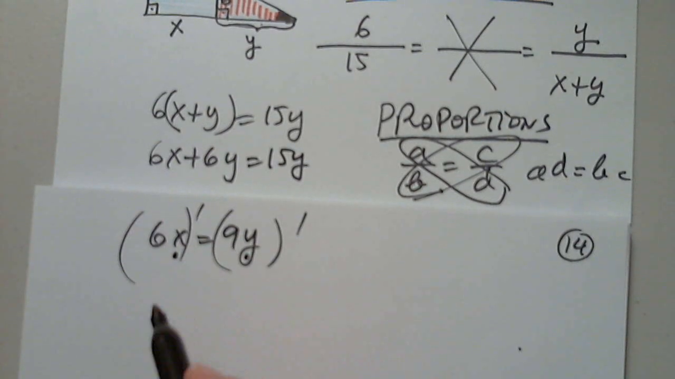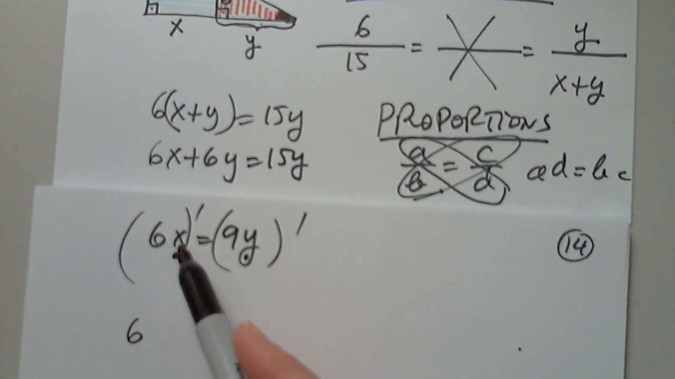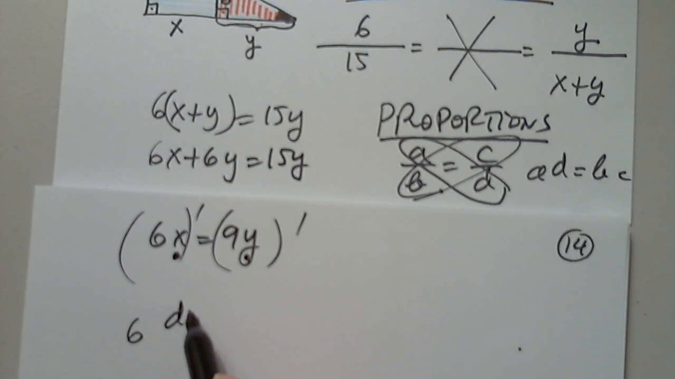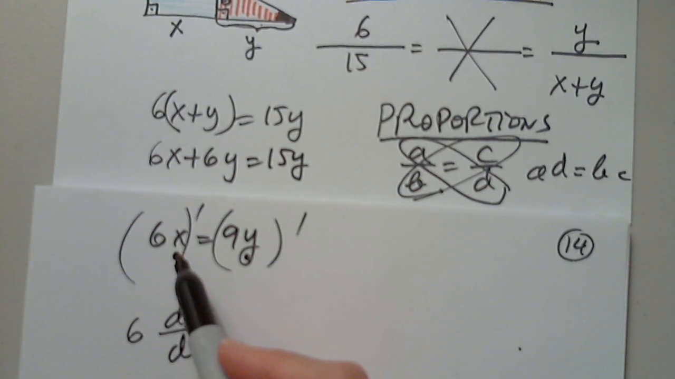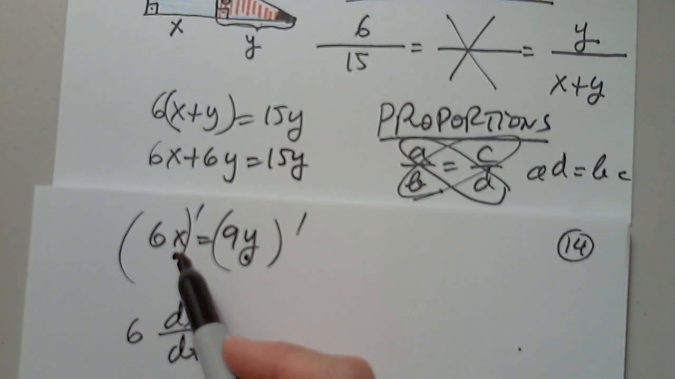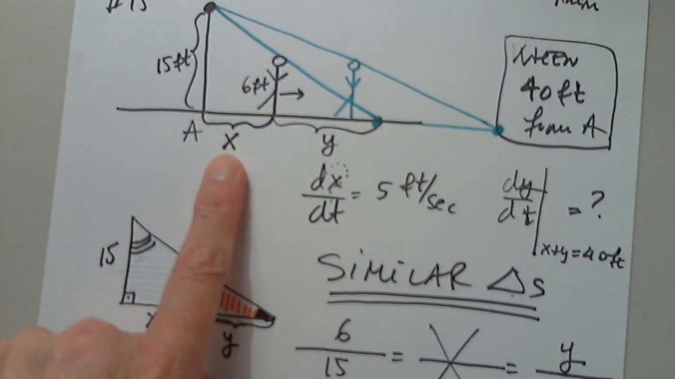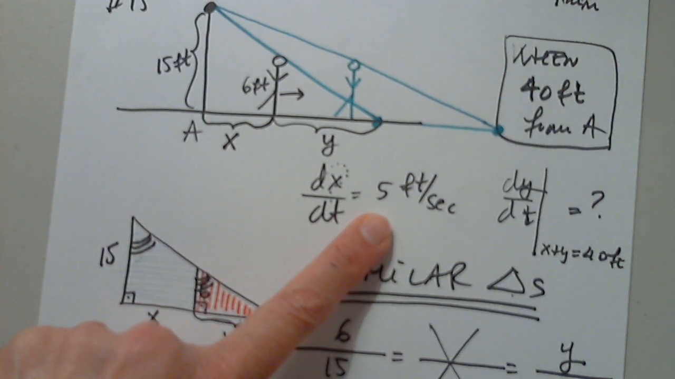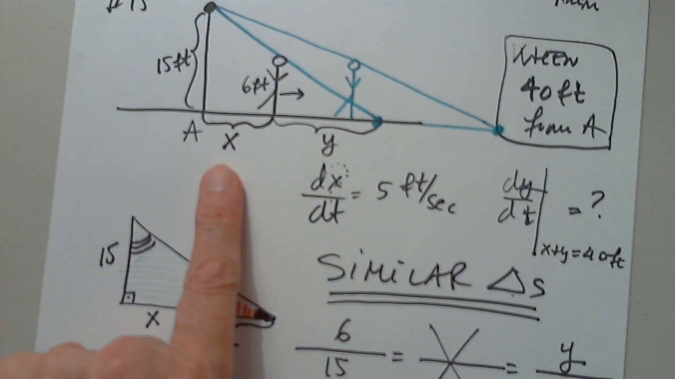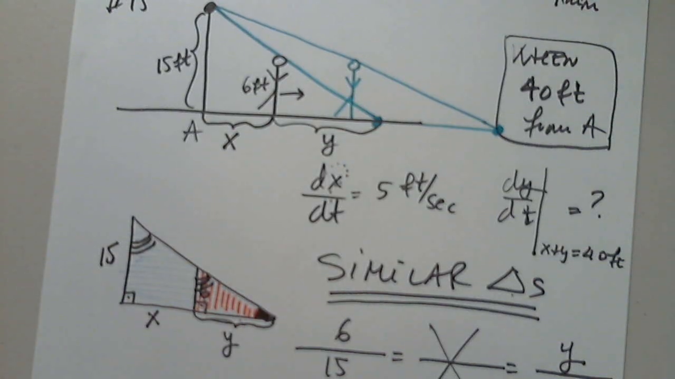Keeping in mind, yes, 6 times dx over dt. That's why I put the dot. So this is not a variable now. This is a function of time. We know that because it has a rate of change. If this is fixed, then there is no rate of change. It's 0. But this is a function of time.